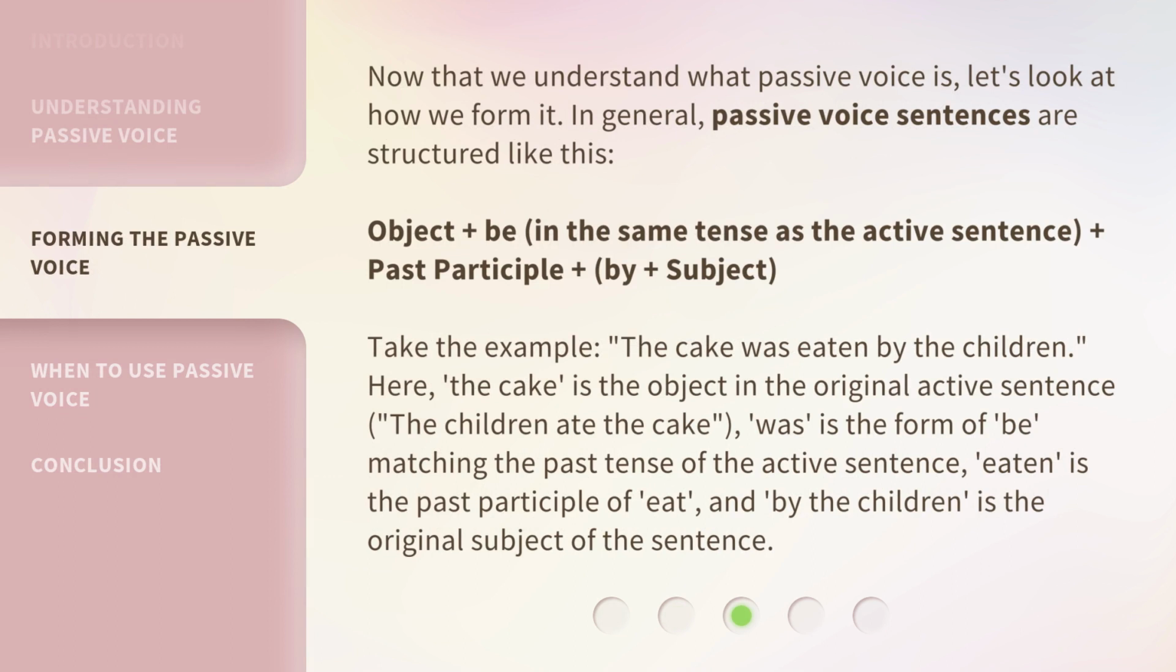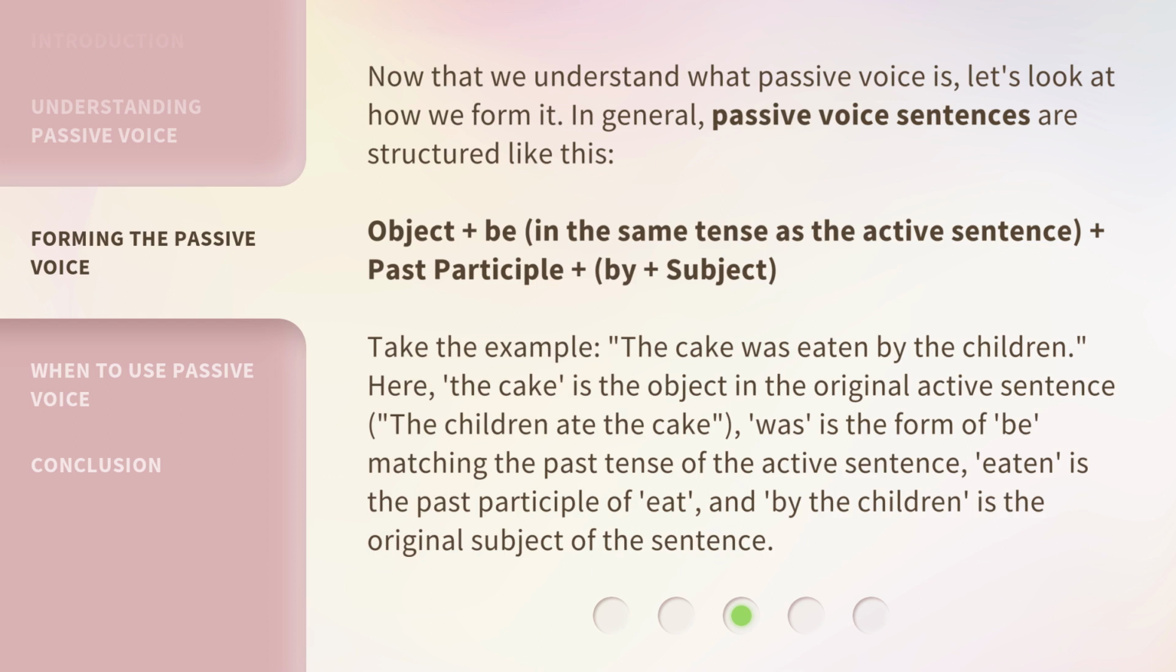Now that we understand what passive voice is, let's look at how we form it. In general, passive voice sentences are structured like this. Object plus be, in the same tense as the active sentence, plus past participle, plus by plus subject.